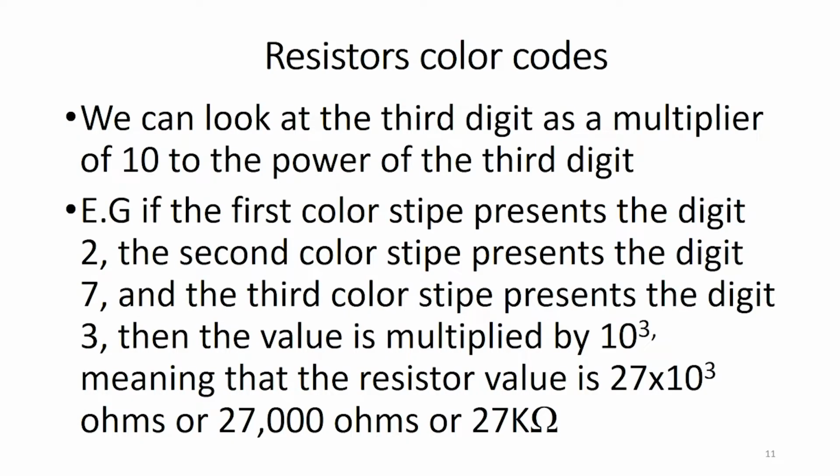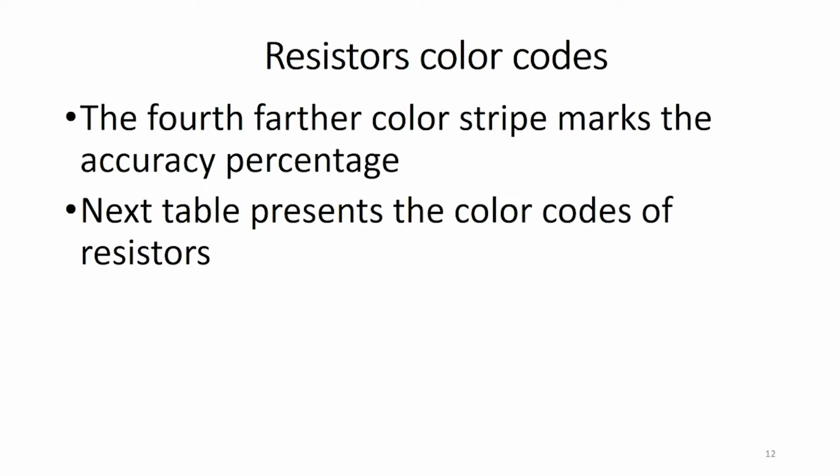For example, if the first color stripe presents the digit 2, the second color stripe presents the digit 7, and the third color stripe presents the digit 3, then the value is multiplied by 10 to the power of 3, meaning that the resistor value is 27 times 10 to the power of 3 ohms, or 27,000 ohms, or 27 kilo ohms. The fourth, further color stripe marks the accuracy percentage.